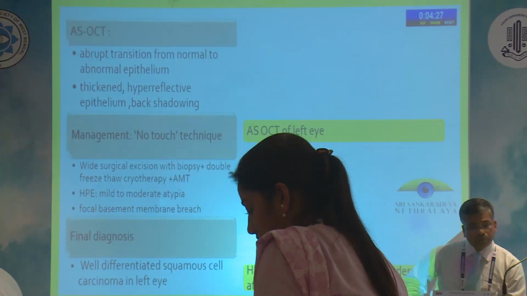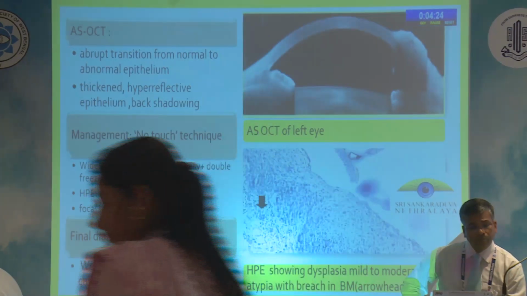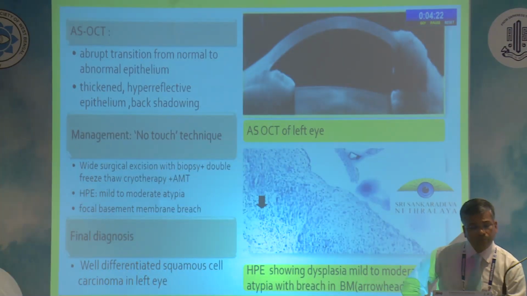So how did we manage the case? Anterior segment OCT was carried out that showed a typical picture of OSSN. Since it was the first presentation and involving up to 4 clock hours of the limbus, wide surgical excision with cryotherapy of the margins and AMT was done, and histopathology was sent.